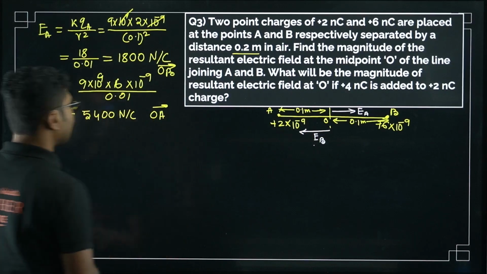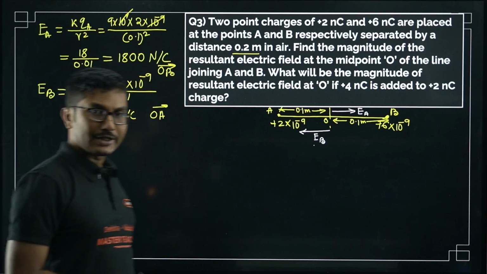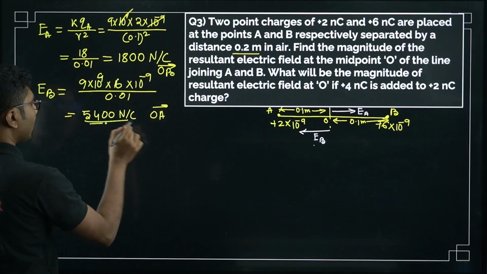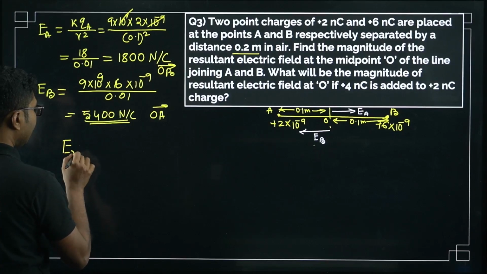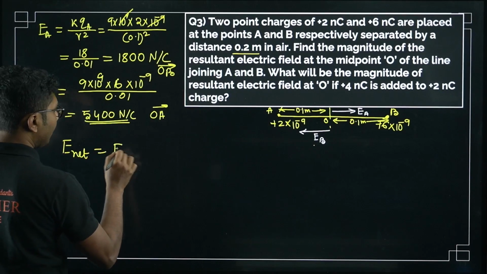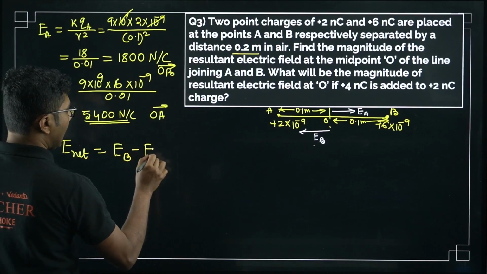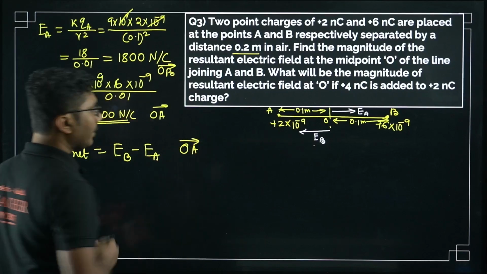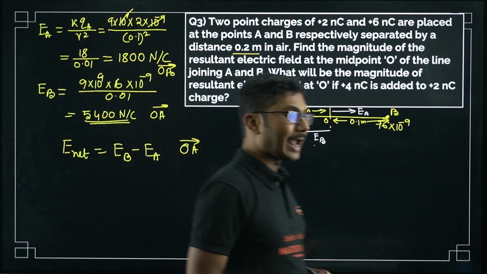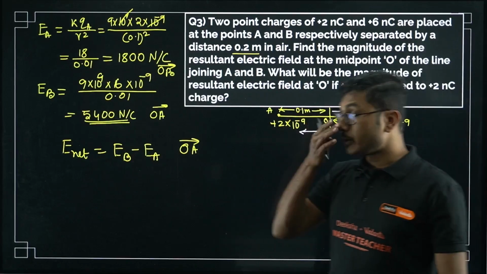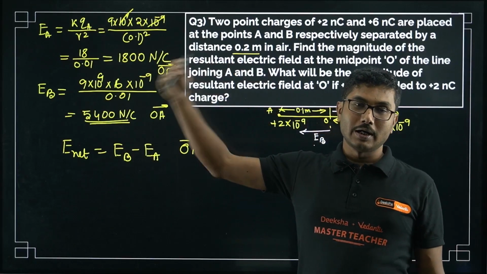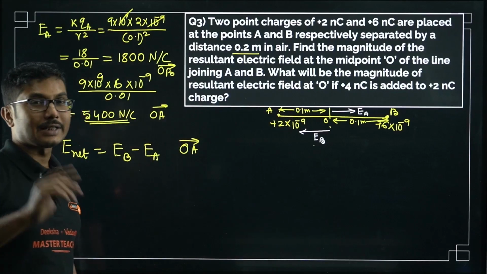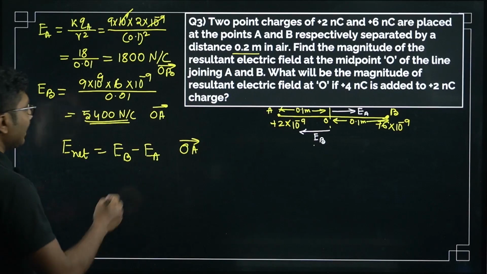Now who is greater? Both of them are in the opposite direction, and the greater one is this one. So the net electric field is definitely going to be EB minus EA, and the direction will be along OA. Like you have done addition of negative numbers, you subtract the smaller number from the bigger number, and the direction is along the bigger number. Same here as well.